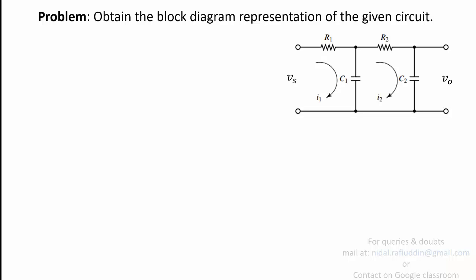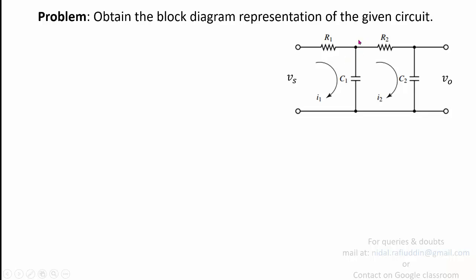In this particular figure, you are again going to apply KVL in the same manner that you did in the previous example. So you have input Vs, and then current I1 that flows in loop 1. Loop 1 comprises a resistor R1 and a capacitor C1. I1 will be flowing through resistor R1, but the current that flows through capacitor C1 is I1 minus I2.